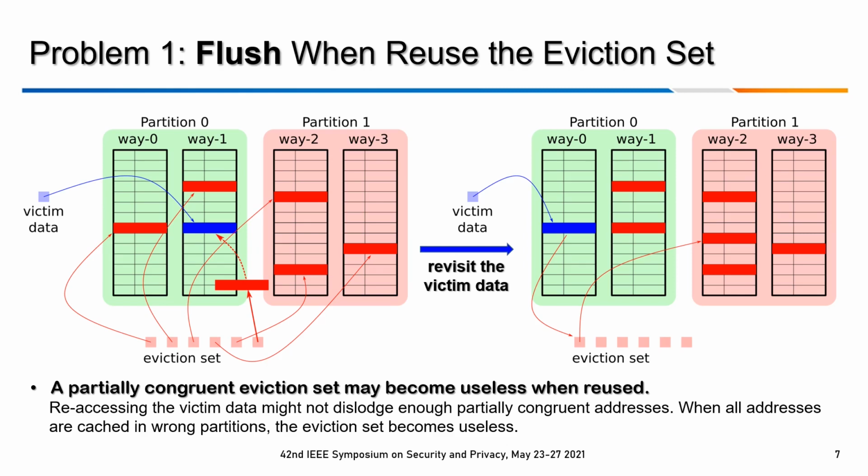Since all other addresses in the set might have already been cached, and the evicted one is only a partially congruent address, reusing the eviction set has only a 50% chance to dislodge the victim data again. If that fails, the eviction set becomes useless.